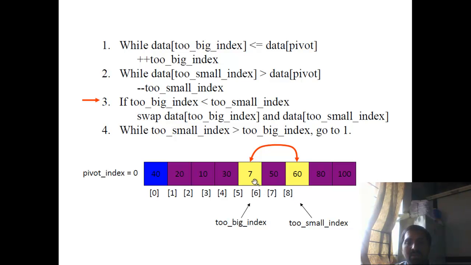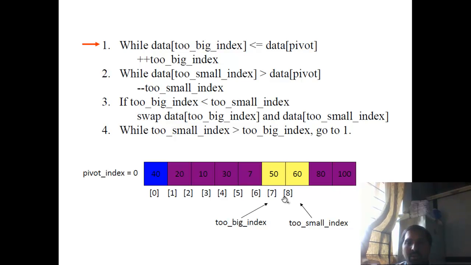Okay, so swapping means 7 is here, 60 is here. Then the big index again we can identify from here. So 50 is greater than 40, you can fix it. And here 50 is not less than 40. Come to the previous element. 7 is less than 40, you can fix the position. But when we fix this position, the big index position and small index position are crossing.